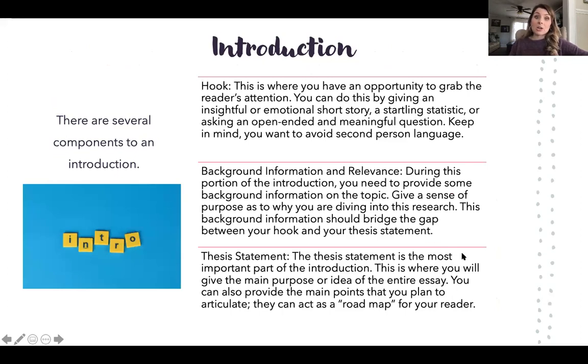So first, let's talk about the introduction. There are several components to an introduction, and the very first thing that you're going to need is a hook. This is where you have an opportunity to really grab the reader's attention. You can do this by an insightful or an emotional story, a startling statistic, an open-ended or a meaningful question.